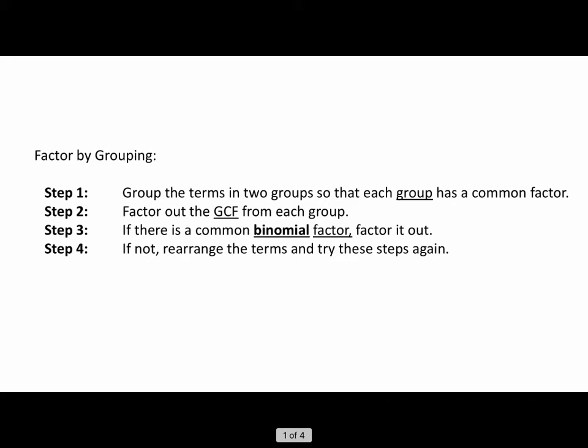The factor by grouping method: you want to group your terms in two groups so that each group has a common factor. Factor out the greatest common factor for each group. And if there is a common binomial factor, factor that out. If not, rearrange your terms and try these steps again.